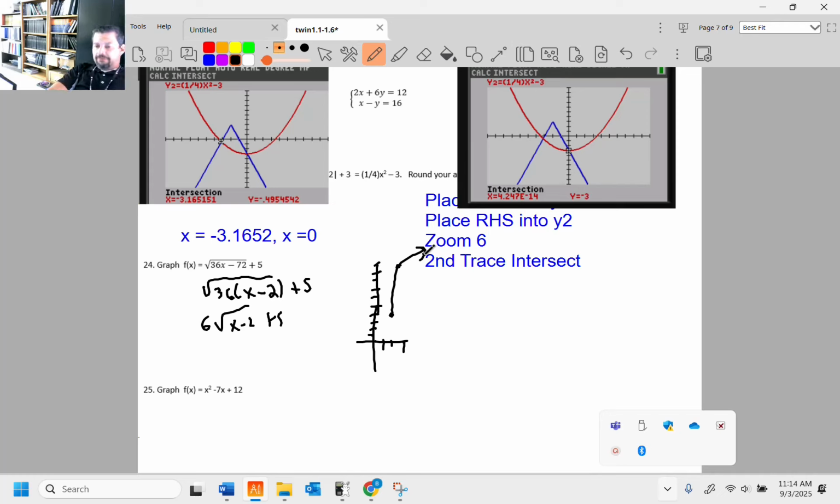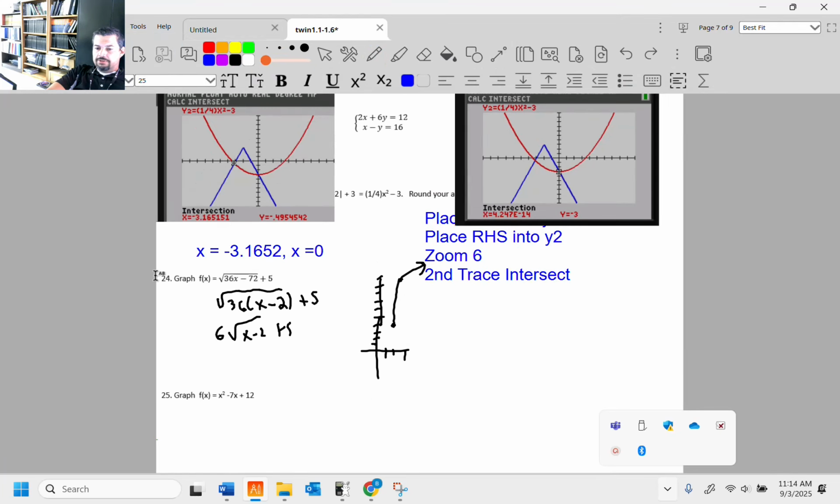25, graph f of x equals x squared minus 7x plus 12. So there's a couple of things you need to know. The x coordinate of the vertex. This is tomorrow's lesson. Today's Wednesday. I'm planning on doing this lesson on Thursday. Is opposite b over 2a. To find the y-coordinate of the vertex, what we technically do is we find f of opposite b over 2a.